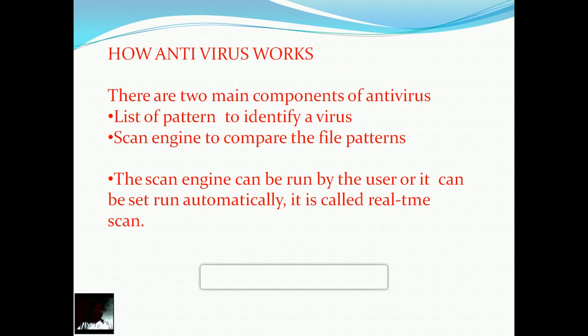There are two main components for antivirus. The first one is a database or a list of patterns to identify a virus. So what does a list of patterns mean? Because millions of viruses are there, their names are placed and their virus definition or the particular program code is mentioned in a special program called a virus database. If millions of viruses exist, then all those virus names should be available in the virus database, and only then can it detect the virus.